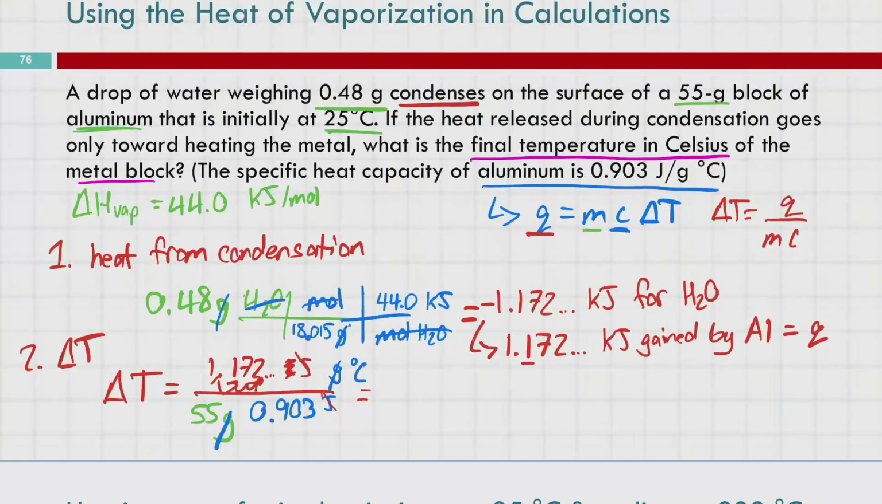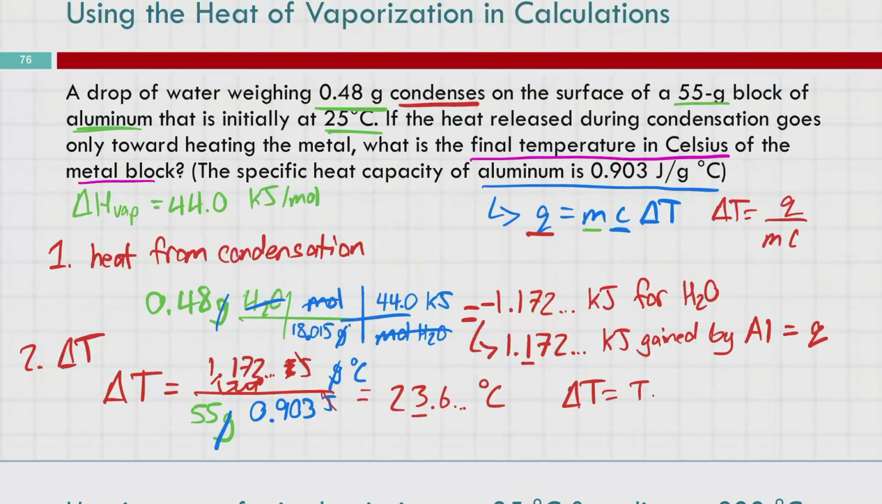So 1,172 and change divided by 55, also divided by 0.903. Our delta T is 23.6 and change degrees Celsius with two significant figures. Is that our final temperature? No, it's not our final temperature. That's our delta T.